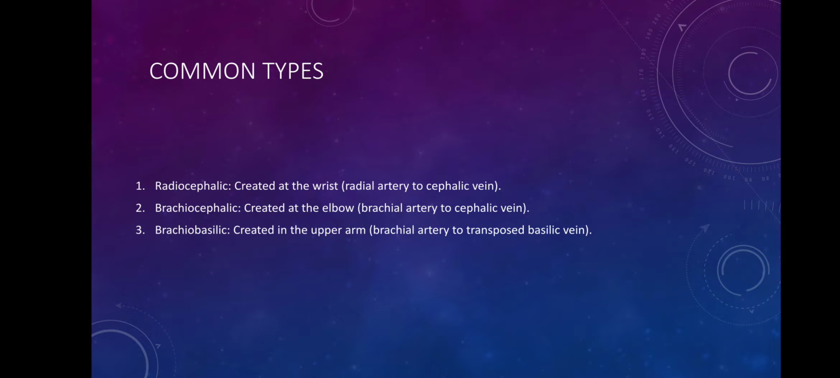Common types are radiocephalic, brachiocephalic and brachiobasilic. Radiocephalic is created at the wrist, radial artery to cephalic vein. Brachiocephalic is created at the elbow. It's connected to the brachial artery and cephalic vein. The brachiobasilic is created in the upper arm, brachial artery to the transposed basilic vein.